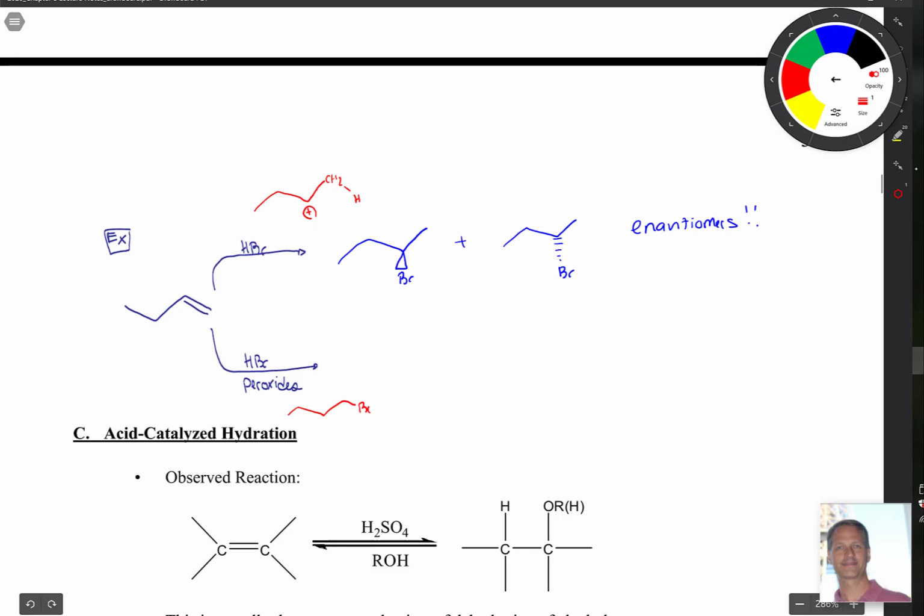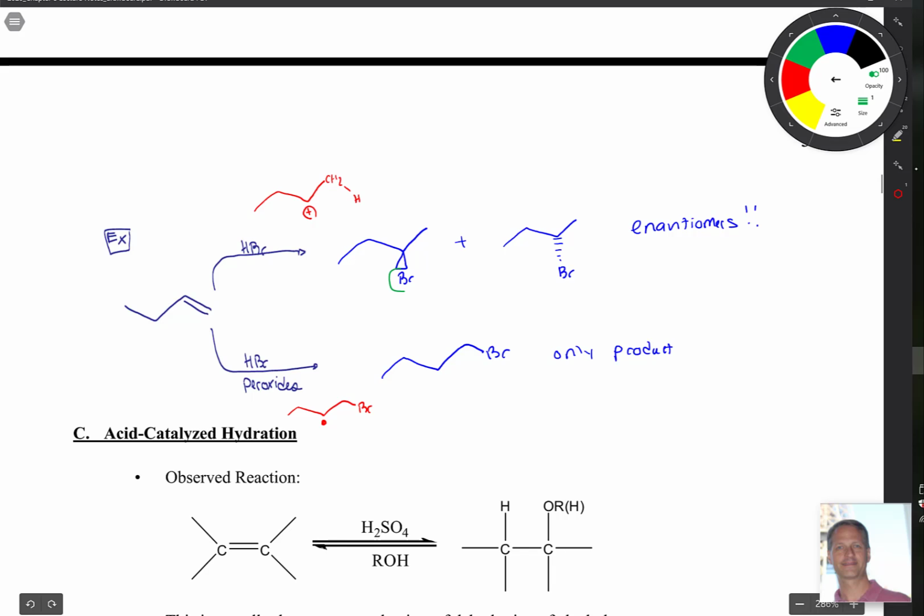this guy, right, with our radical right there. And then H adds to that position because that's not a chiral center because there's already an H, so it's going to gain another H. So we would only get this as our only product.